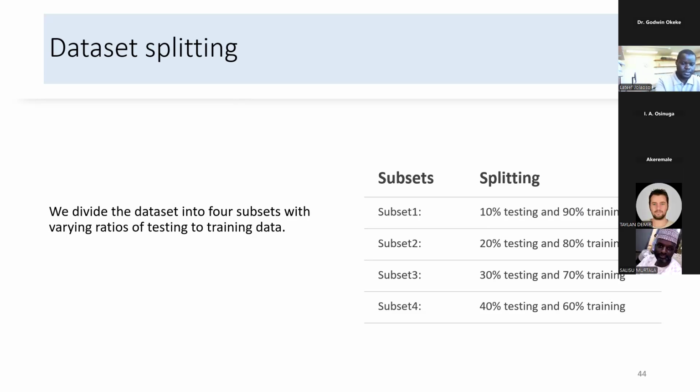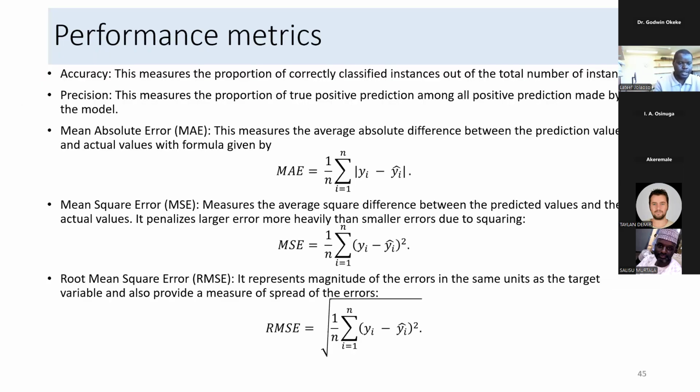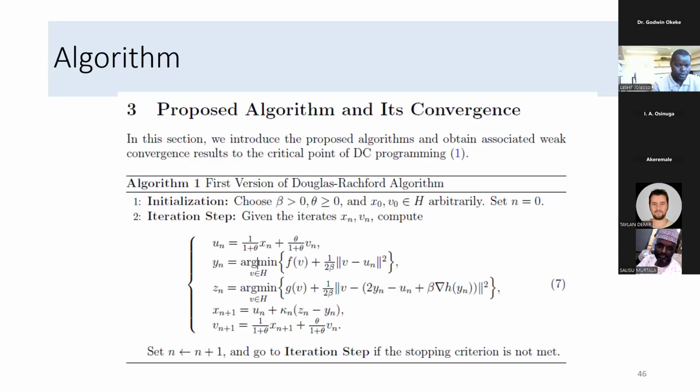We tried this for 4 subsets, and we ran performance metrics to measure how the algorithms perform: the mean absolute error, mean square error, root mean square error, as well as the precision and accuracy score. The algorithm we use, as you can see from here, is a form of forward-backward algorithm. We have the forward step here and the backward step here. We added some parameters here to try to accelerate the performance of the algorithm.